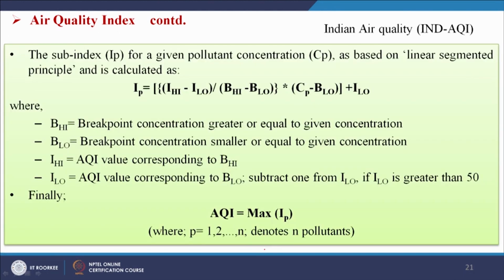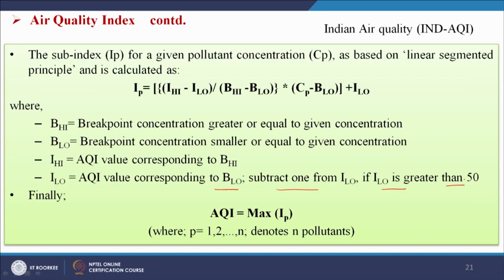Now, we will see the Indian Air Quality Index. For the development of the Indian Air Quality Index, the first step is to calculate the sub indices, or the index for an individual pollutant, based on the linear segmented principle we have just discussed, that is Ip equals (IHI minus ILO) by (BHI minus BLO) times (Cp minus BLO) plus ILO. But here one thing: ILO is the AQI value corresponding to BLO, and we need to subtract 1 from ILO if ILO is greater than 50.